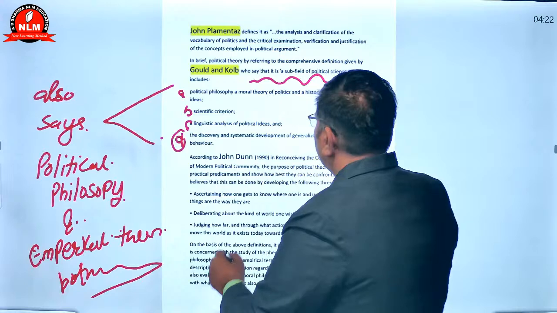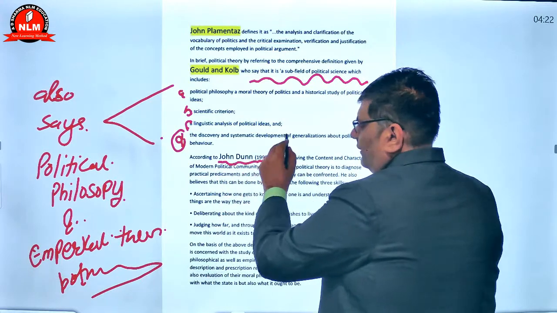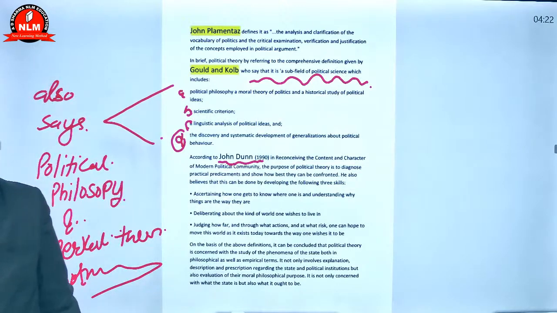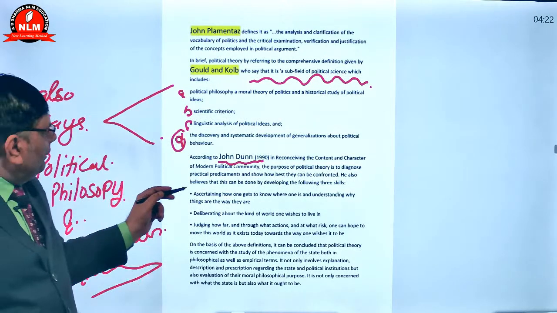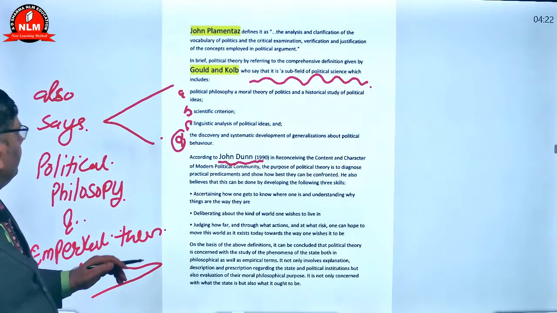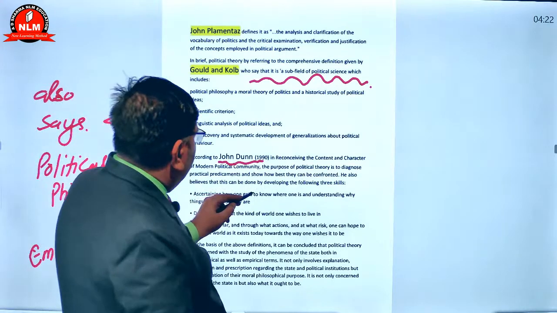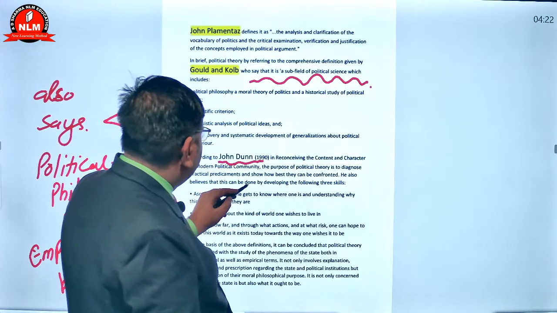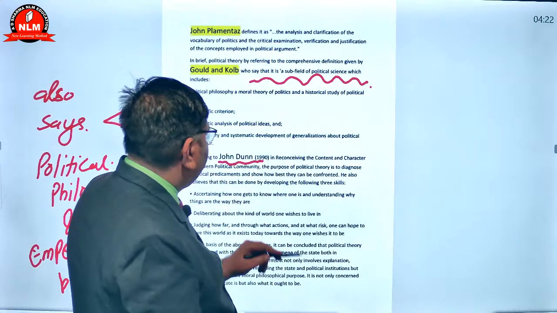Next thinker, John Donne. John Donne is the greatest new traditional thinker. He believed in ideas, value and revival of the political theory. He also believed that this can be done by developing the following three skills.